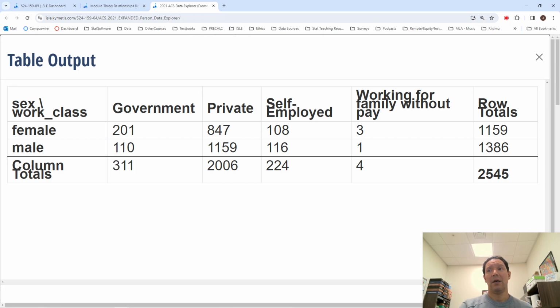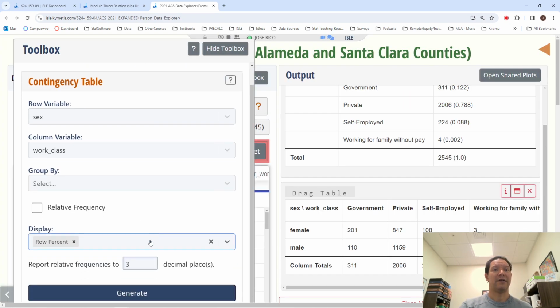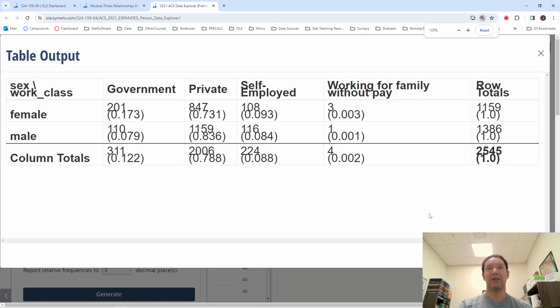Okay? So we call that the row percent. So explanatory variable in the row percent. And what you get here, if we can see this all right, we have women. Surprisingly, 17% of women work for the government, while only 8% of men work for the government.